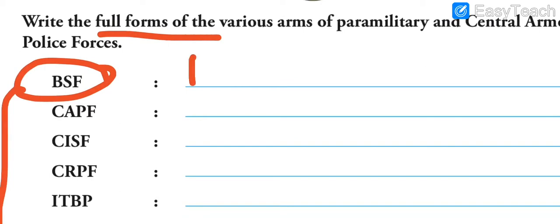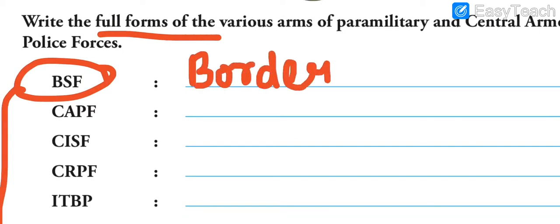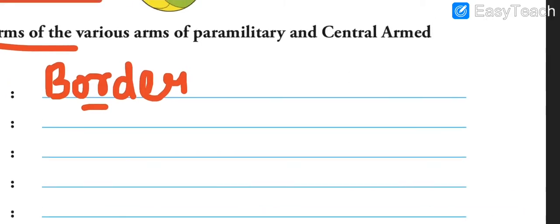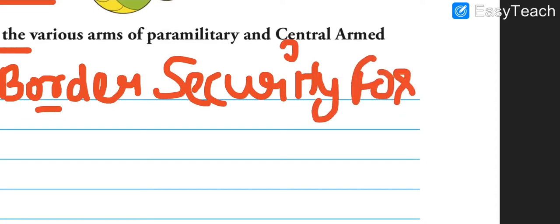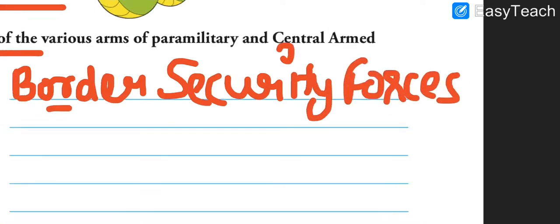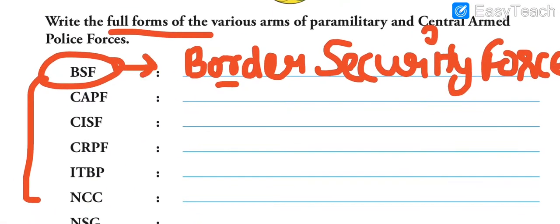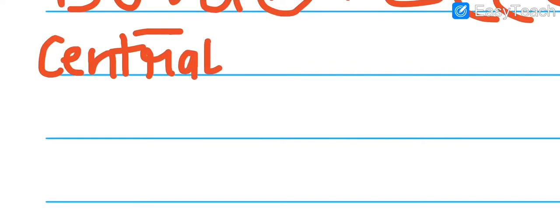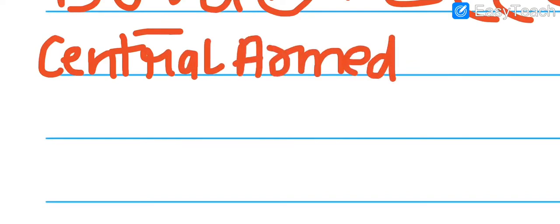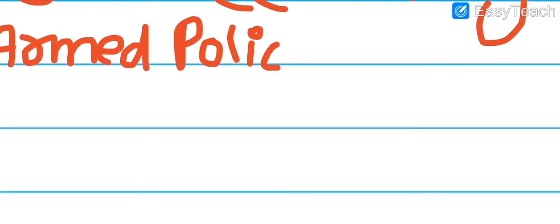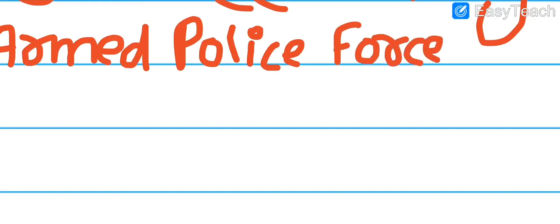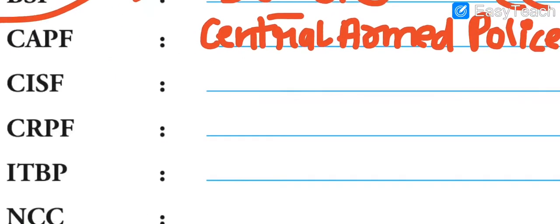BSF. BSF is the abbreviated form of Border Security Forces. BSF stands for the Border Security Forces. Next we have CAPF. CAPF means Central Armed Police Forces.